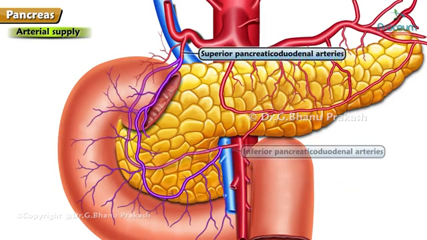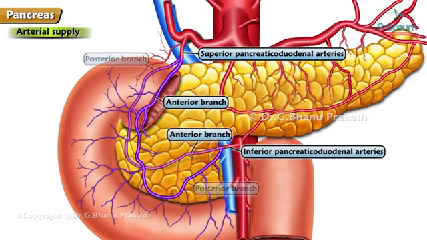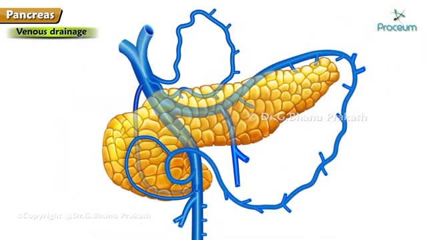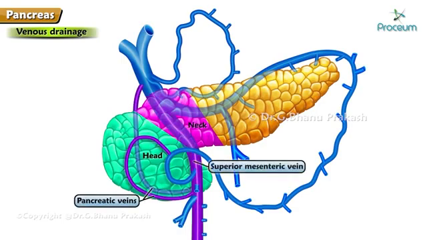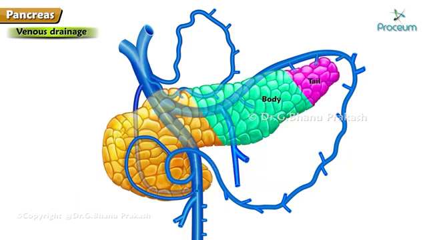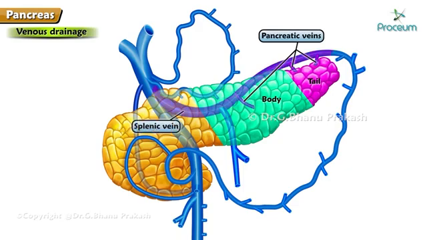Both superior and inferior pancreatico-duodenal arteries divide into anterior and posterior branches and form anterior and posterior pancreatico-duodenal arterial arcades by running between the concavity of the duodenum and the head of the pancreas. Venous drainage. Head and neck: pancreatic veins to the superior mesenteric vein to the portal vein. Body and tail: pancreatic veins to the splenic vein to the portal vein.